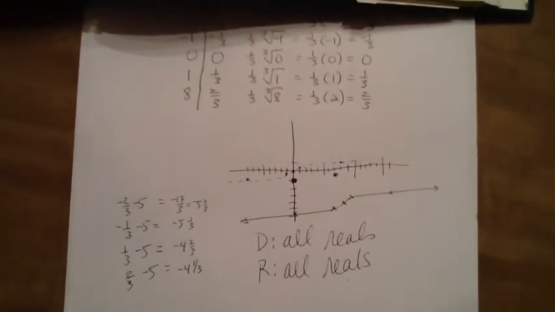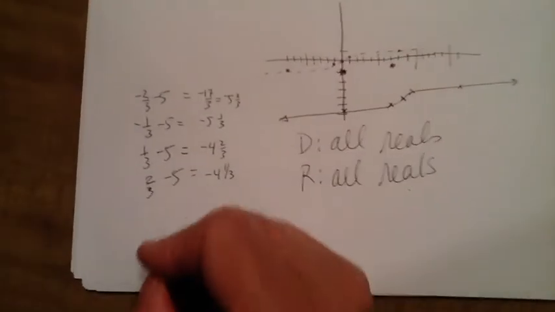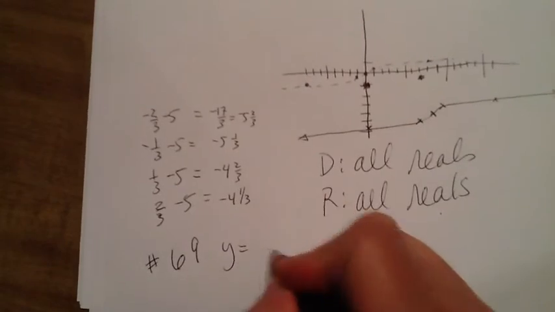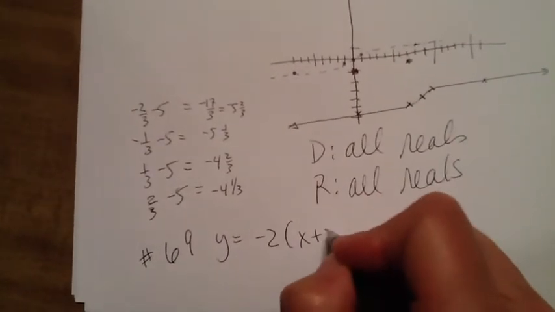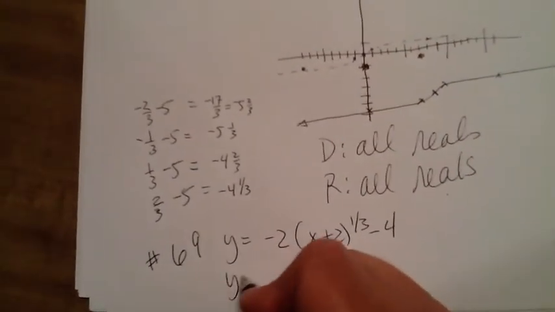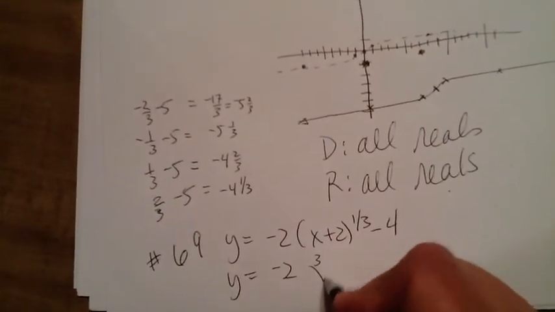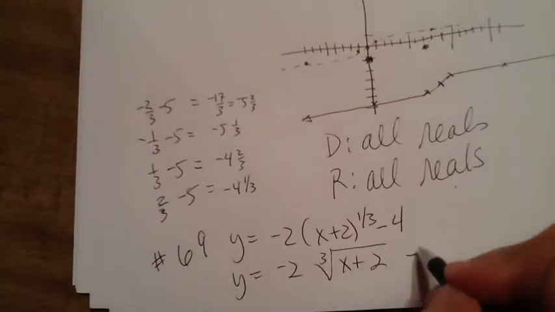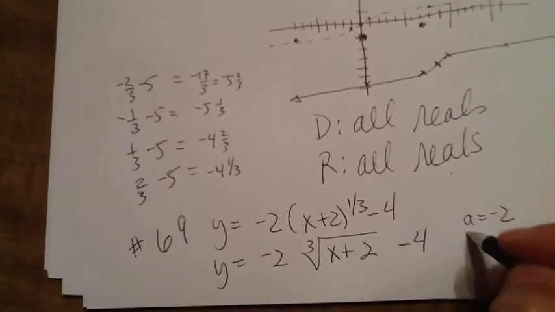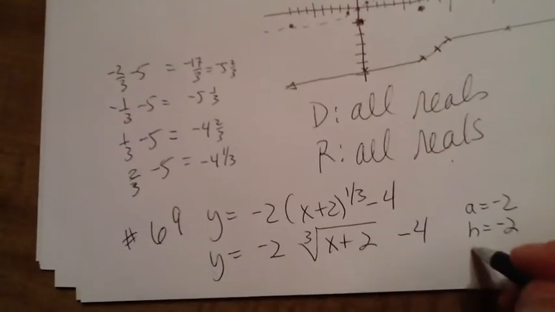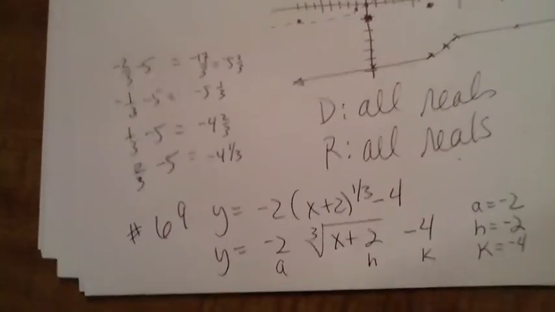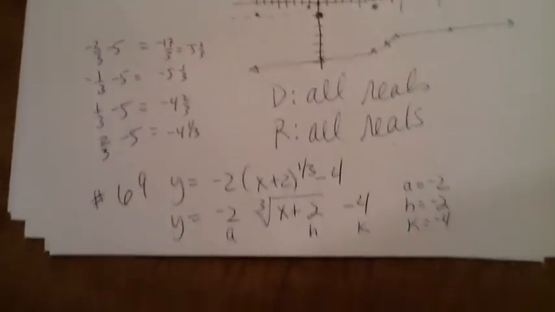And what I want you to note when you get to number 69, let me write this down. Number 69. It says y equals negative 2 times (x plus 2) to the 1/3 minus 4. You can rewrite this as negative 2 times the cube root of x plus 2, minus 4. So when you do this, your a is negative 2, your h is negative 2, and your k is negative 4. A, H, K. And you should be able to do the same steps.